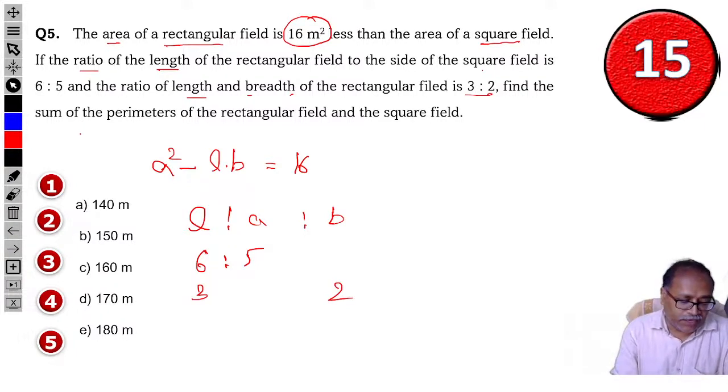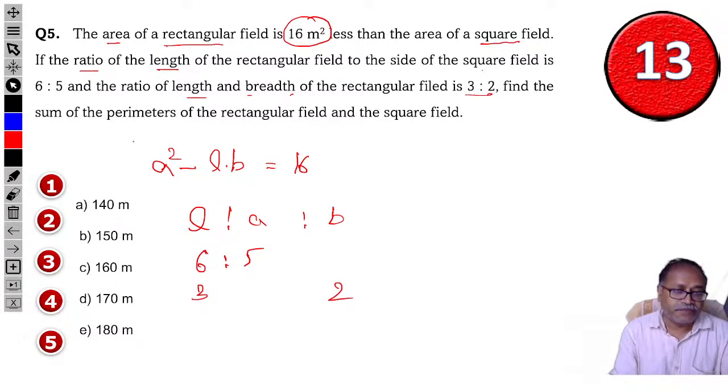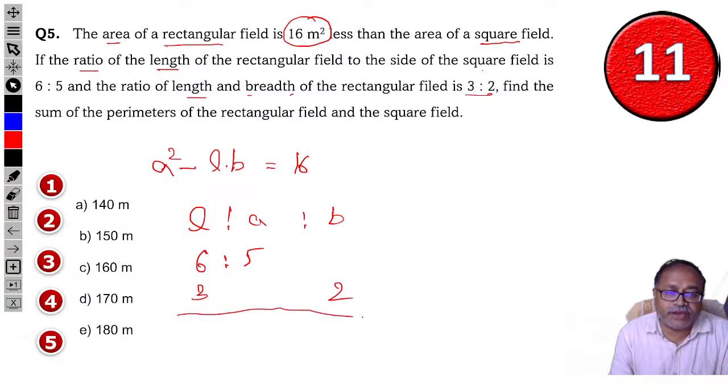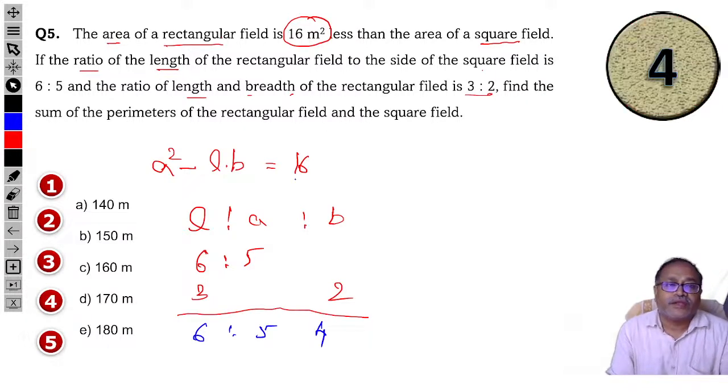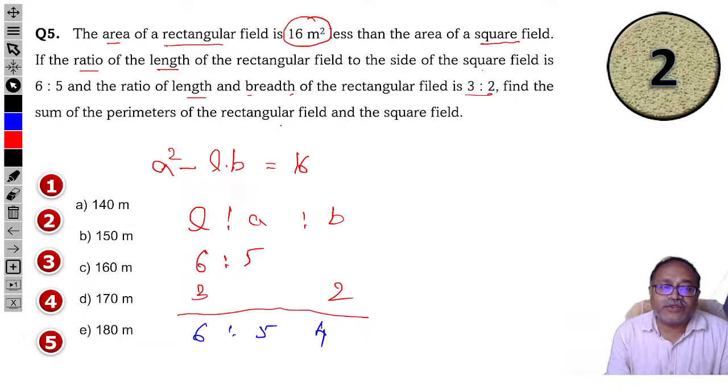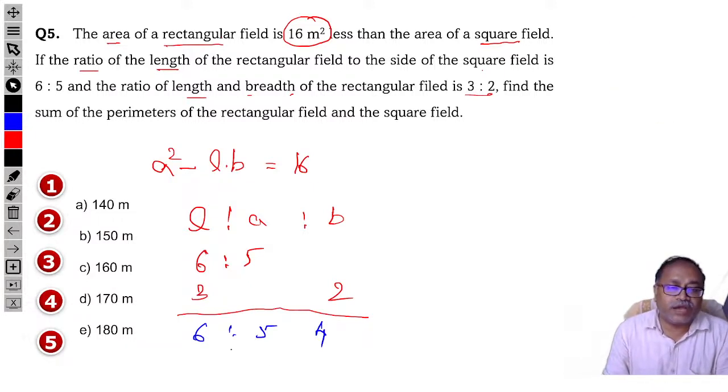Okay, anyone answer the question? Now what happens if you combine the ratio? Then you will be getting this as 6:5:4. Now you are asked to find out the perimeter. So I will consider this as 6x, 5x and 4x.